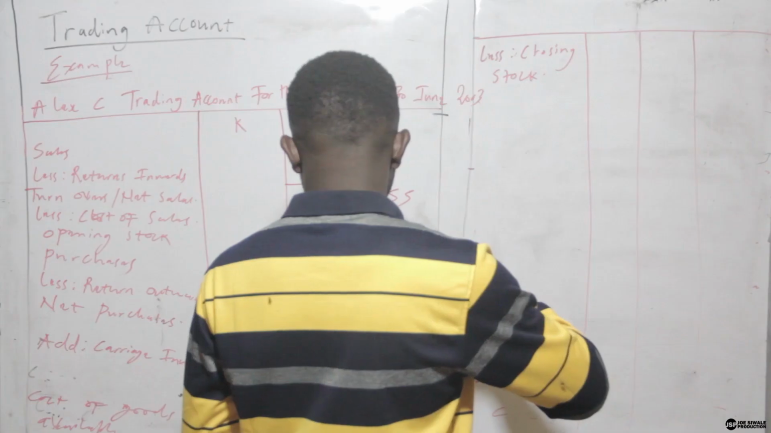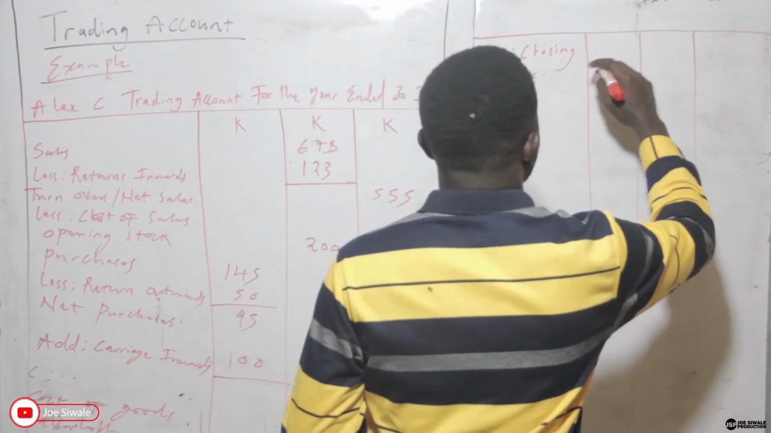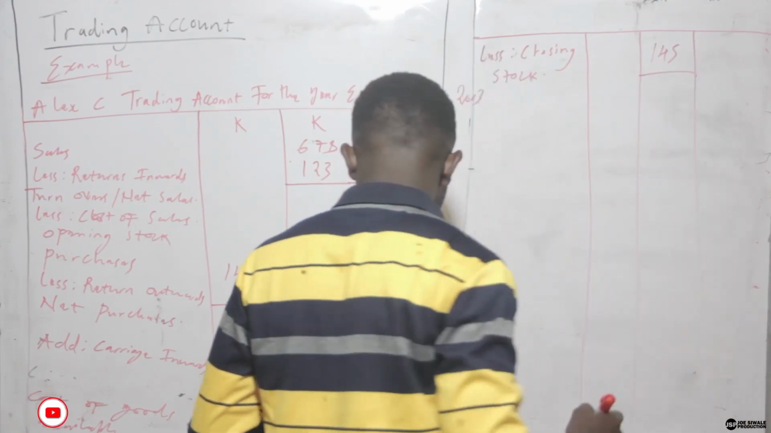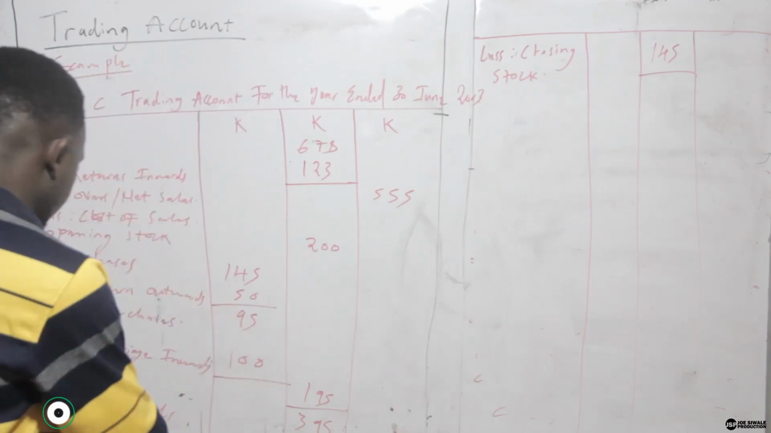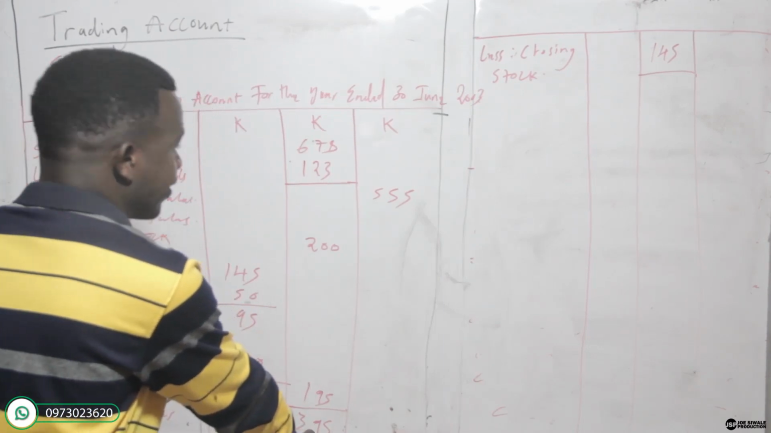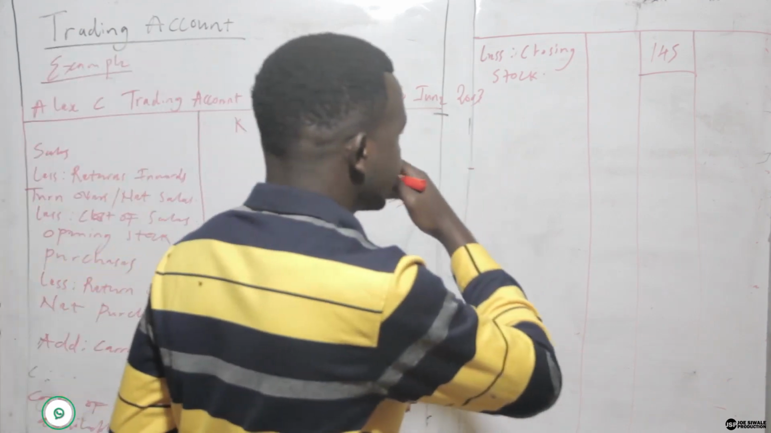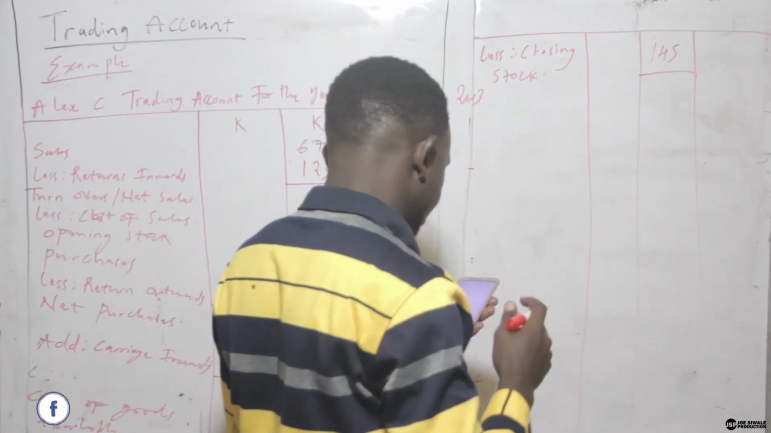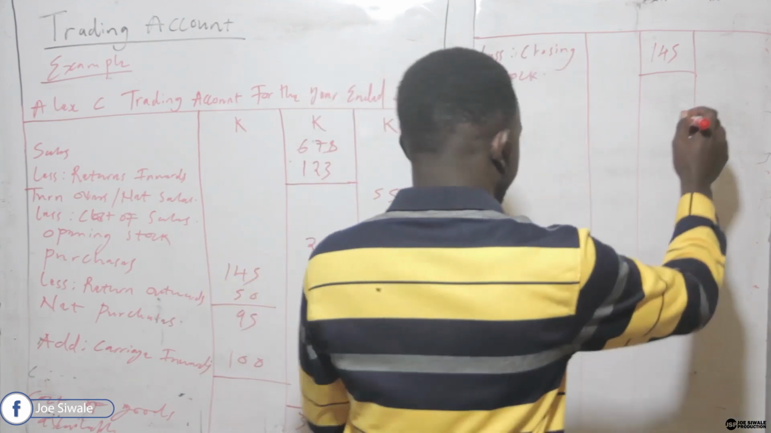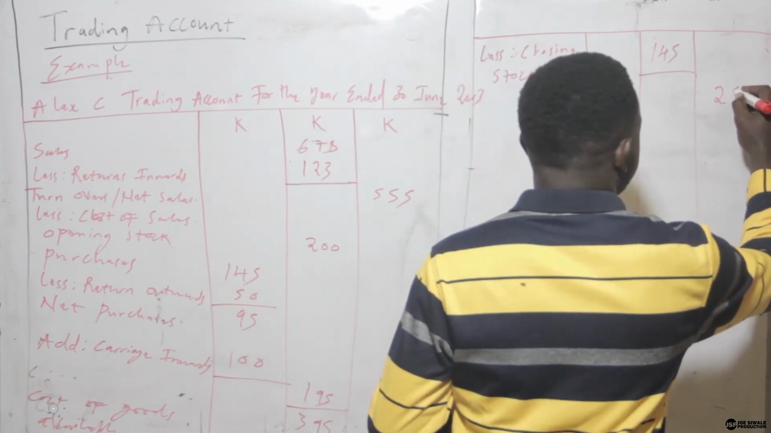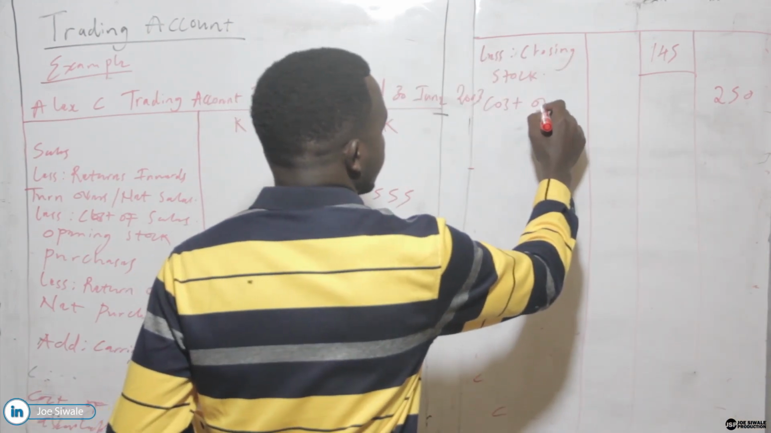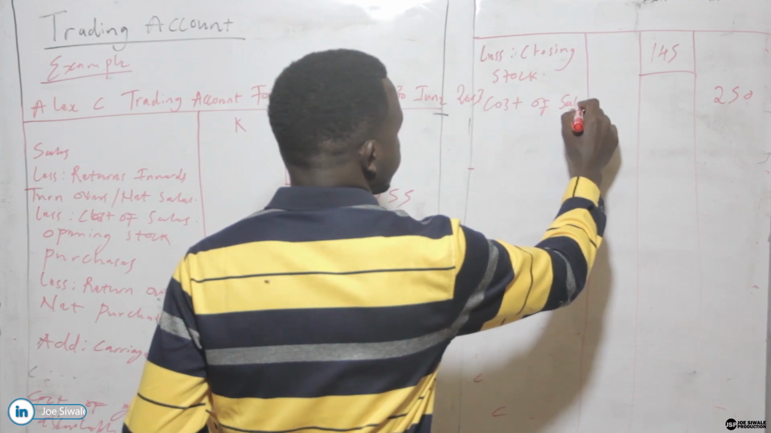So we are going to say less closing stock, which is 145, and our cost of goods available is 395 minus our closing stock, which is 145. So there our answer is 250, and that 250 is going to be cost of sales.